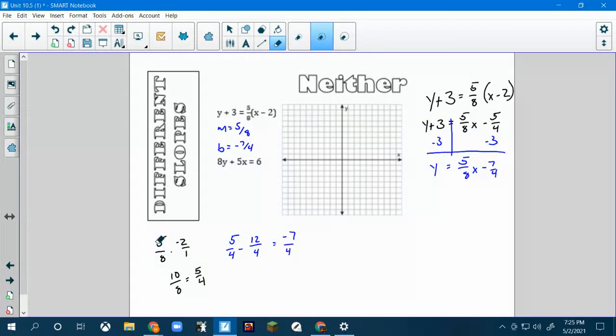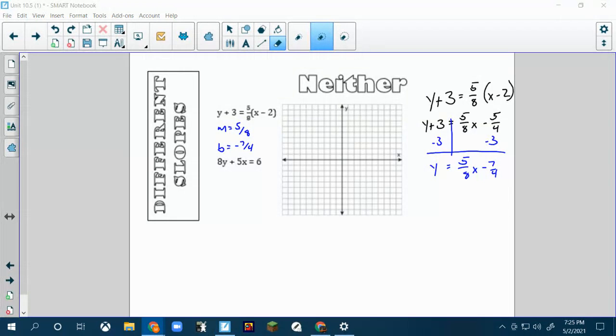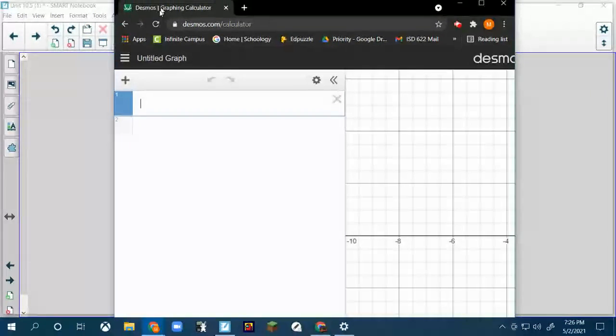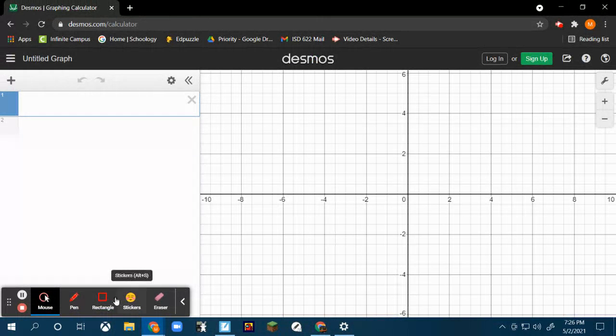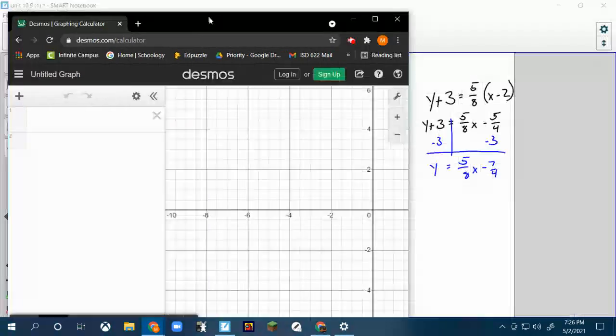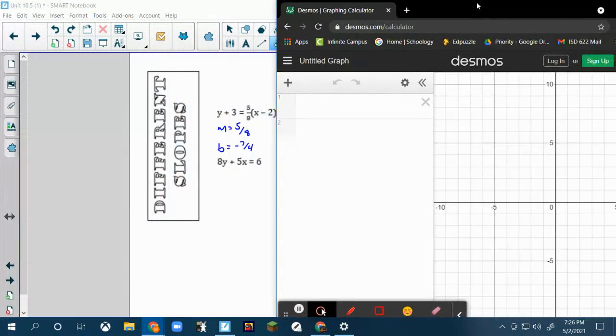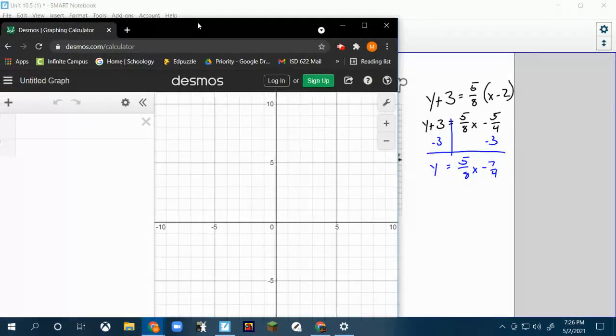If you need this stuff, go back and pause the video and copy that down. Instead of graphing it on here, I'm actually going to show you how to graph it on Desmos, because that's going to be so much easier for us as we get into here. Turn on the graphing calculator.